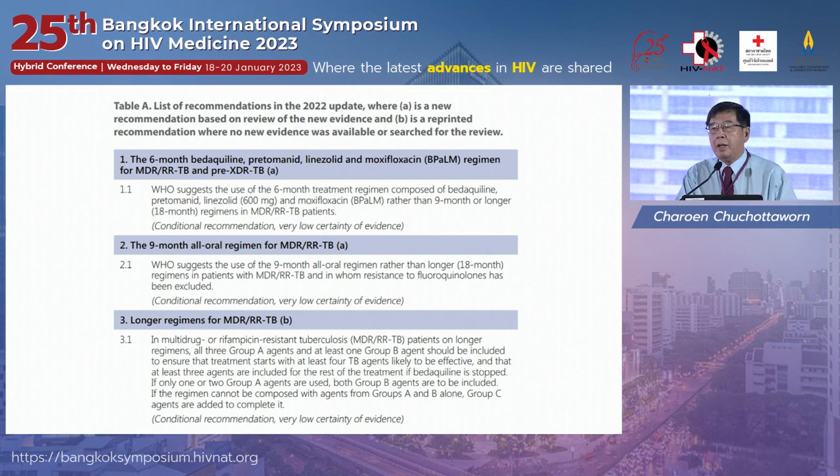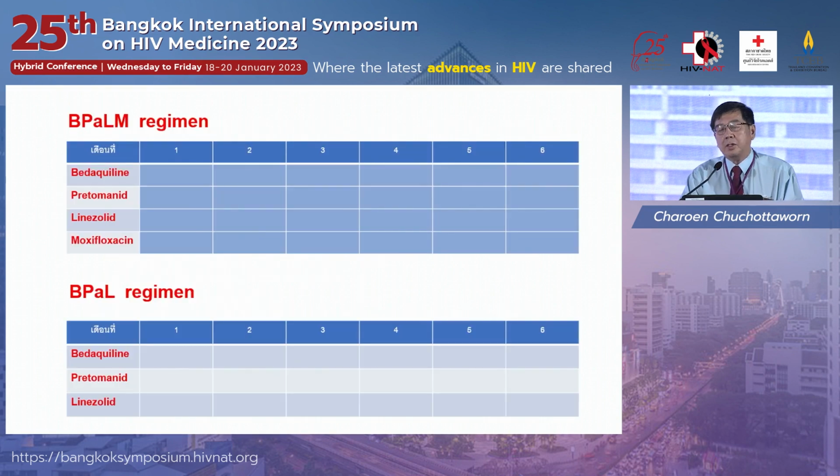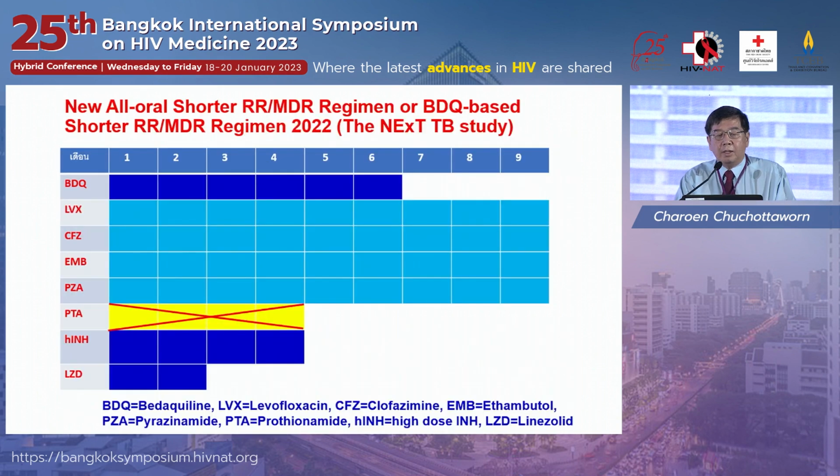We used BPaLM in our institute for nearly 20 cases. There were very much fewer side effects from the drugs as compared to the shorter regimen, and it was more acceptable for the patient. Can you use it in the HIV patient? Yes. Any case with MDR, you can use BPaLM or BPaL, except extrapulmonary TB such as miliary TB, TB meningitis, or TB osteoarthritis.